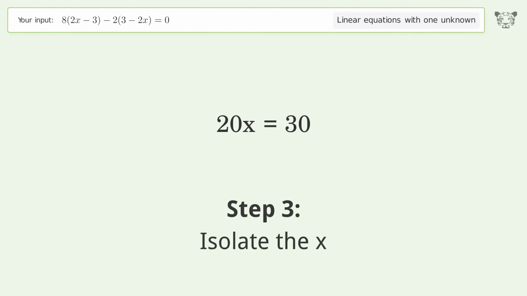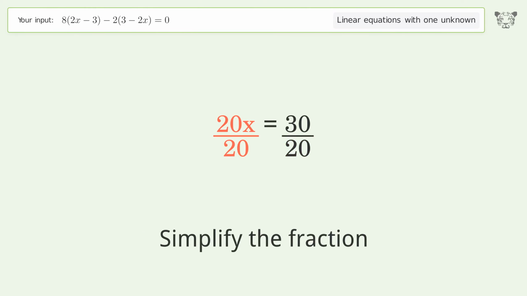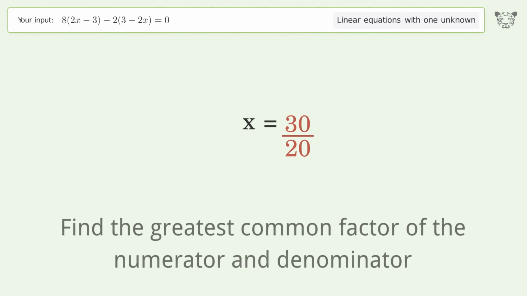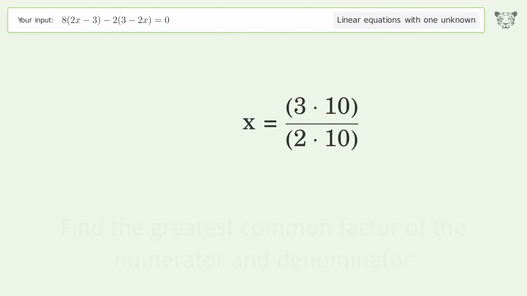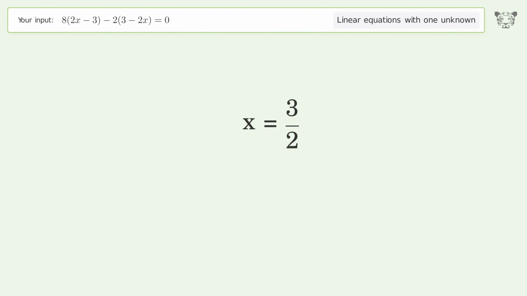Isolate the x. Divide both sides by 20. Simplify the fraction. Find the greatest common factor of the numerator and denominator. Factor out and cancel the greatest common factor. And so the final result is x equals 3/2.